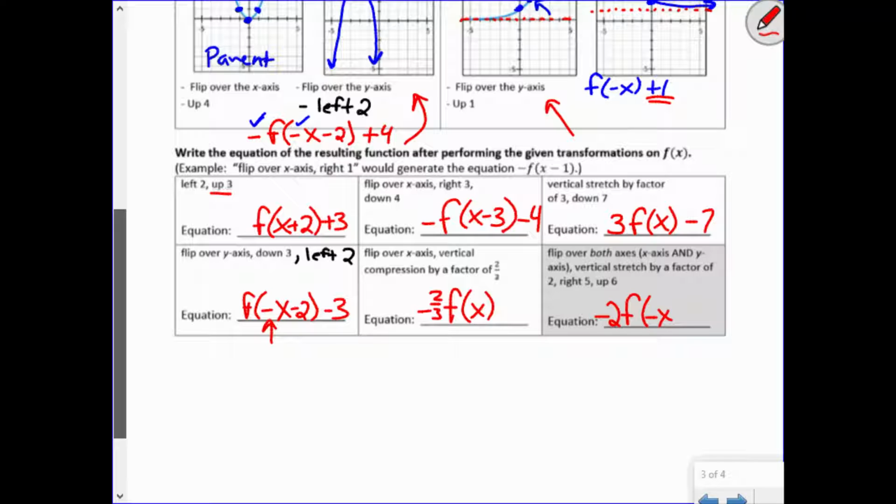So the stretch factor goes in the front. I'm going to be going right 5. Now remember, we said that we have that y reflection, or reflection of the y-axis, that gives us this negative here. So remember, when the negative is on the inside, you don't have to think opposite anymore. So I'm going to put plus 5 to go right, and then plus 6 to go up.